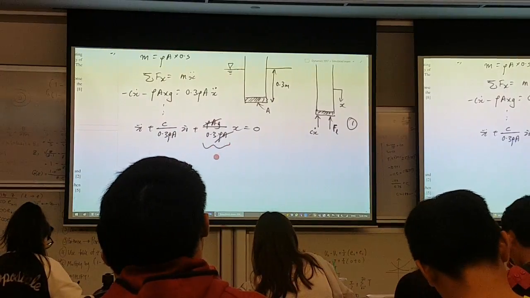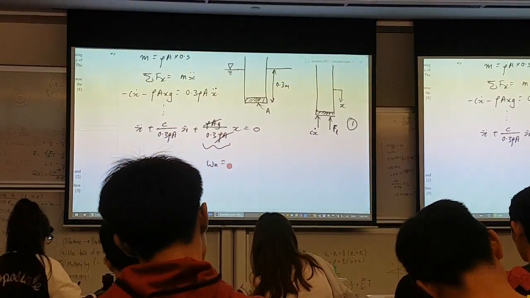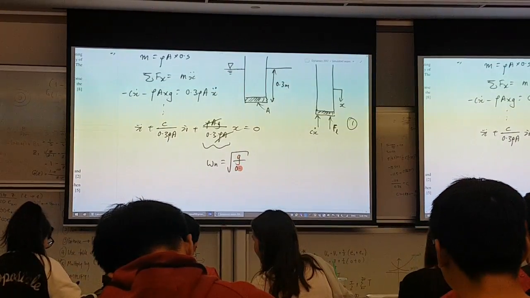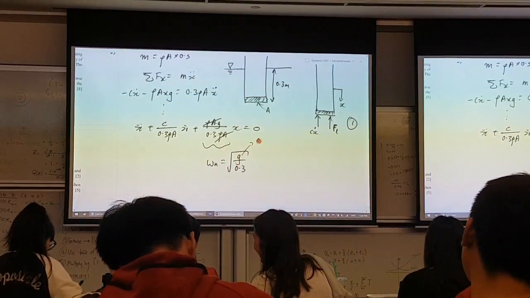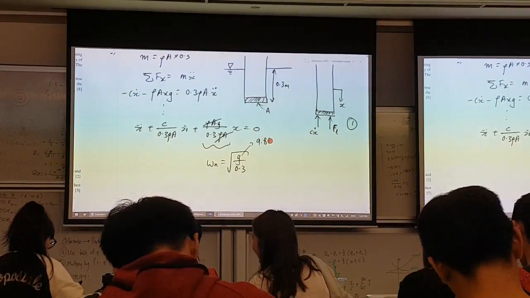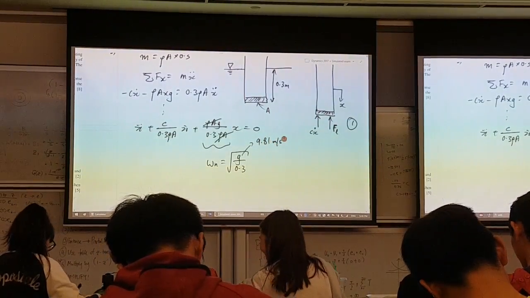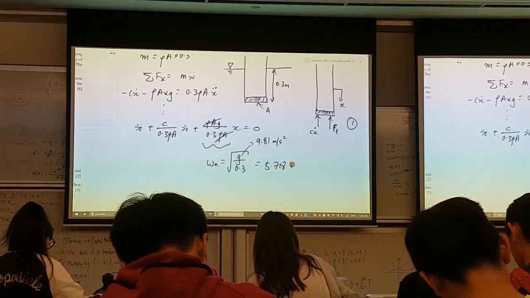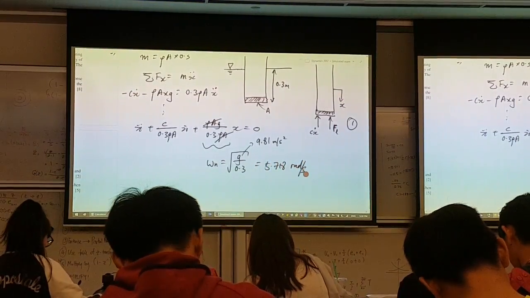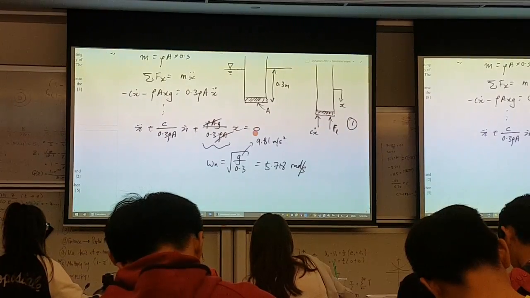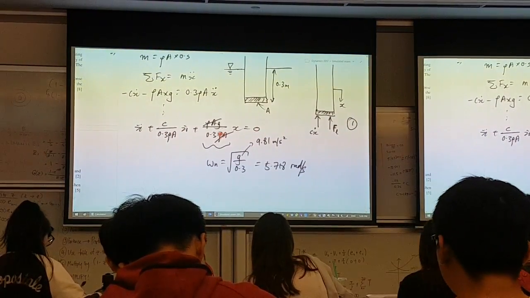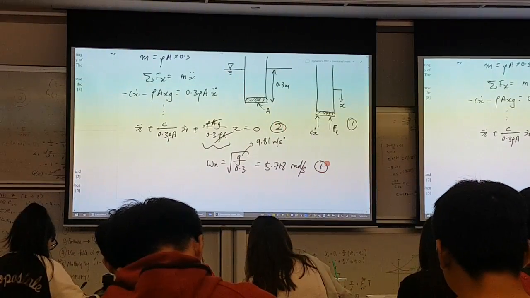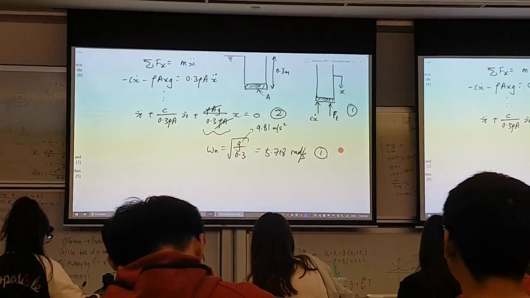So that means this part over here, your omega n is equal to square root G over 0.3. And G over here, I take it as 9.81 meters per second squared. So you just solve that, 5.718 radians per second. So forming up this equation of motion is 2 marks. This one is 1 mark.